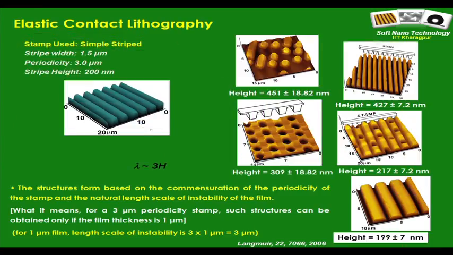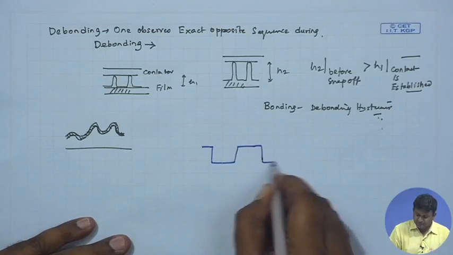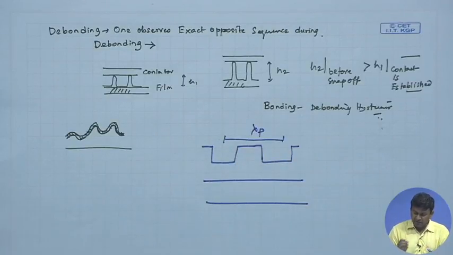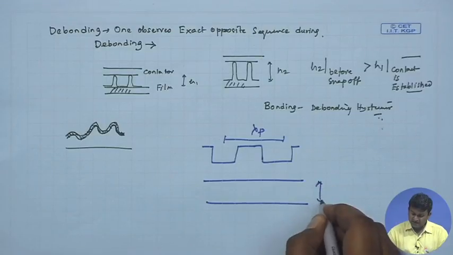Beyond this stage, if one continues the approach, one eventually gets a perfect negative replica. There are certain conditions under which this perfect replication takes place, and one of the conditions is the periodicity of the pattern stamp, that is lambda p, and you have a flat film where the thickness is h.